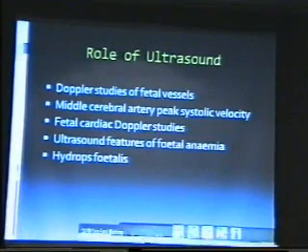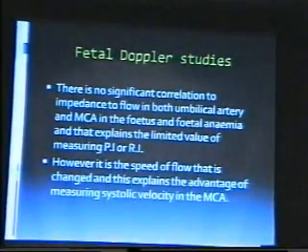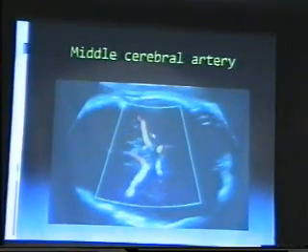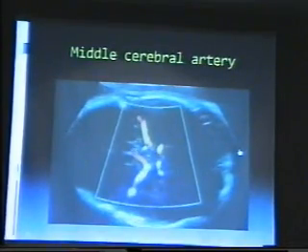So we look for the speed of blood flow in the fetal brain to try and diagnose those fetuses early. And this is how we look for the middle cerebral artery. It's quite an obvious vessel in the middle part of the brain. We try to take the upper third of the vessel to avoid the circle of Willis.